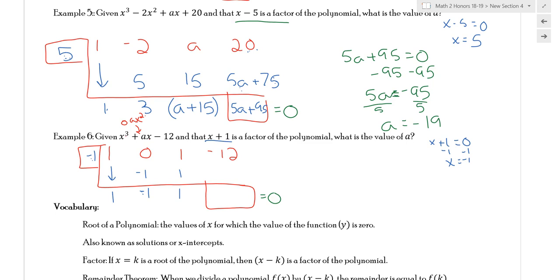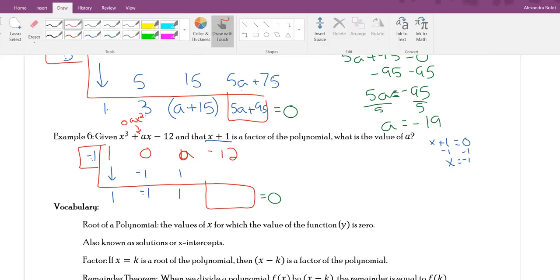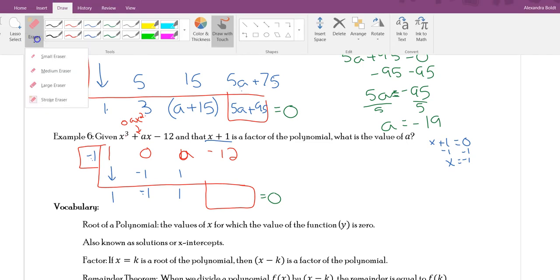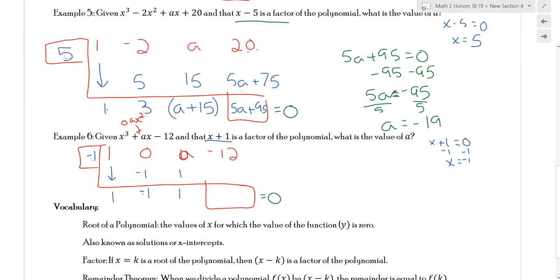Hold on, I forgot the a. Something's off here. This should be a. So let's go back a step. Let's see if my eraser's going to work now. Nope. That's okay. So negative 1 times negative 1 is 1, and a plus 1. Sorry about that. This is ax, right? So 1ax.